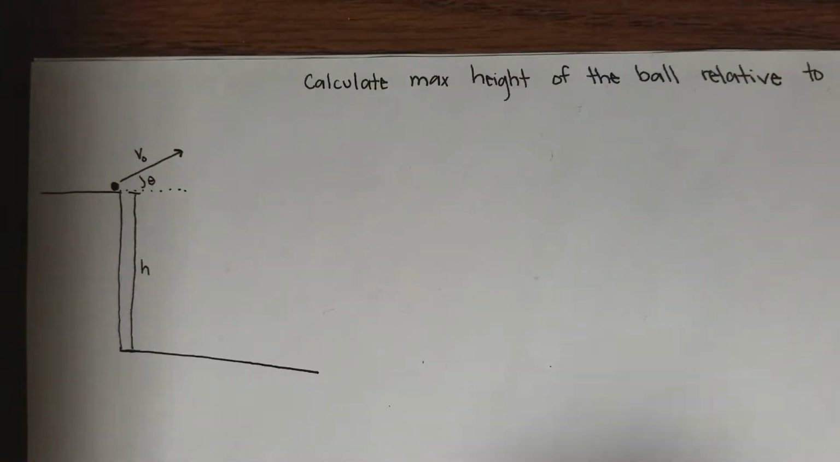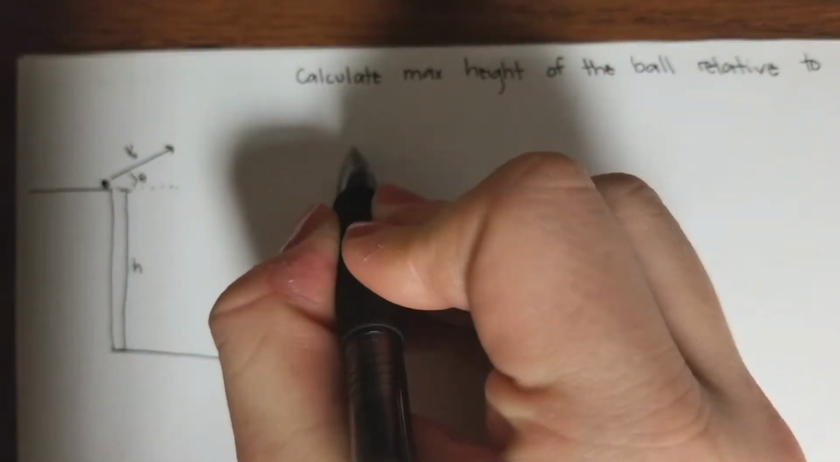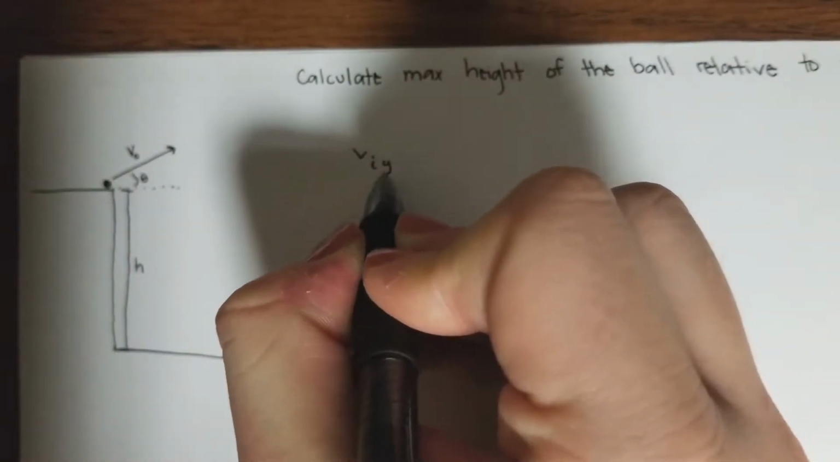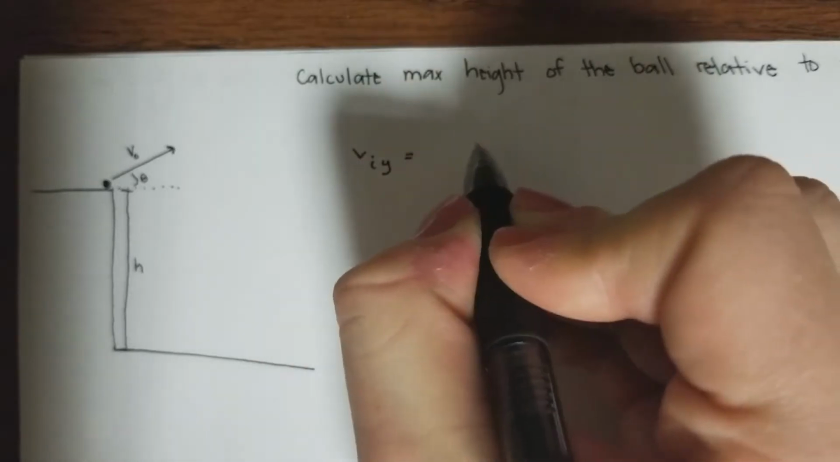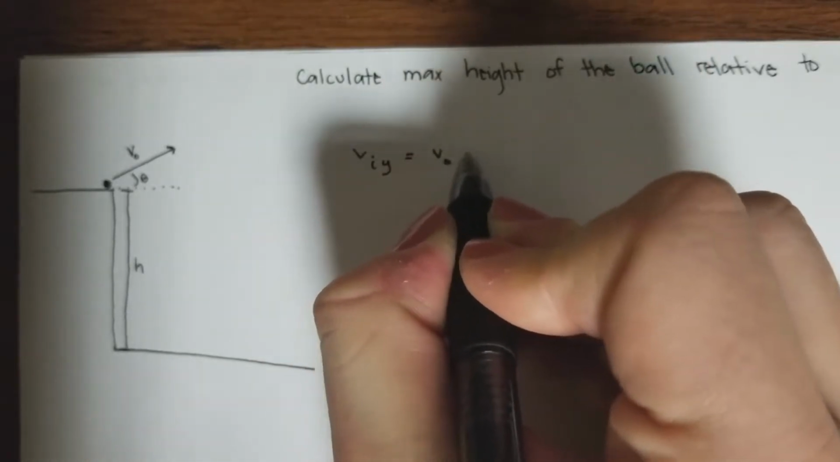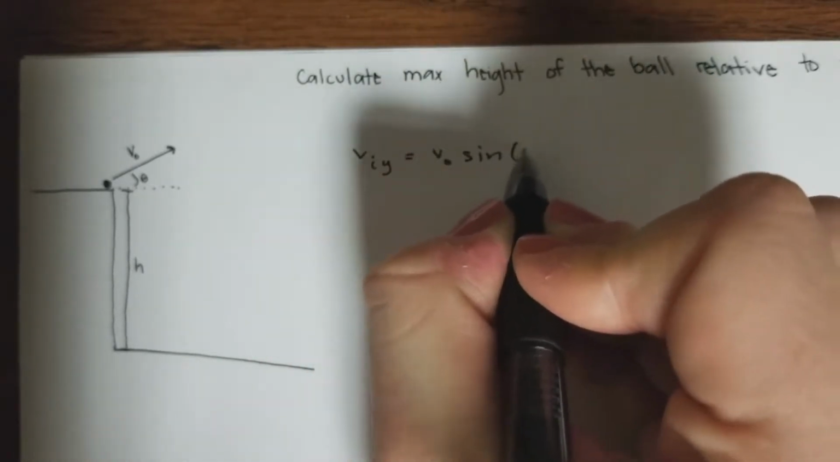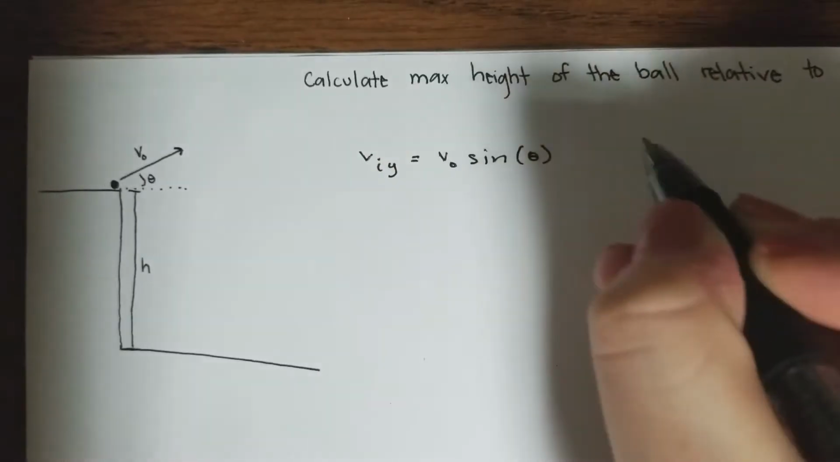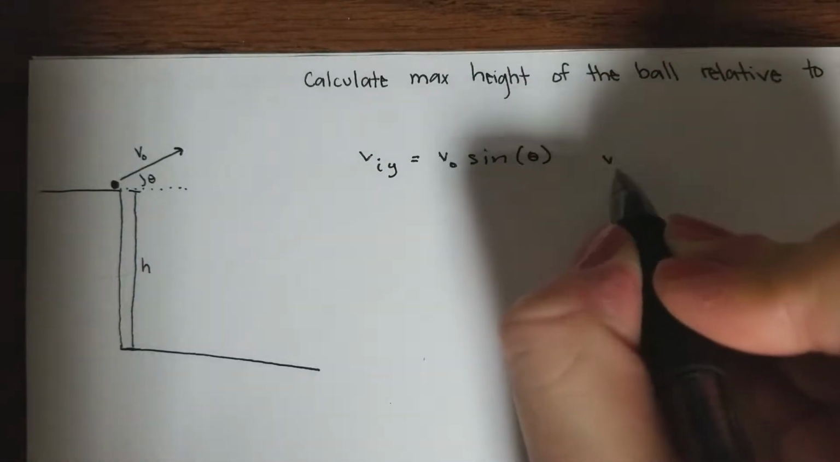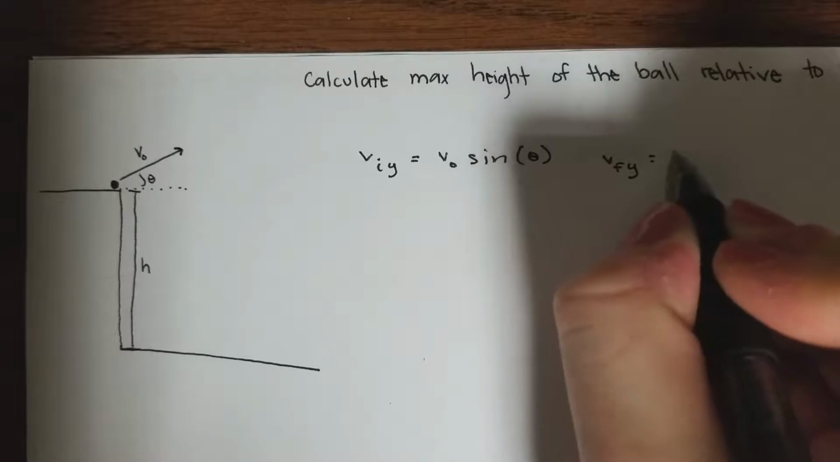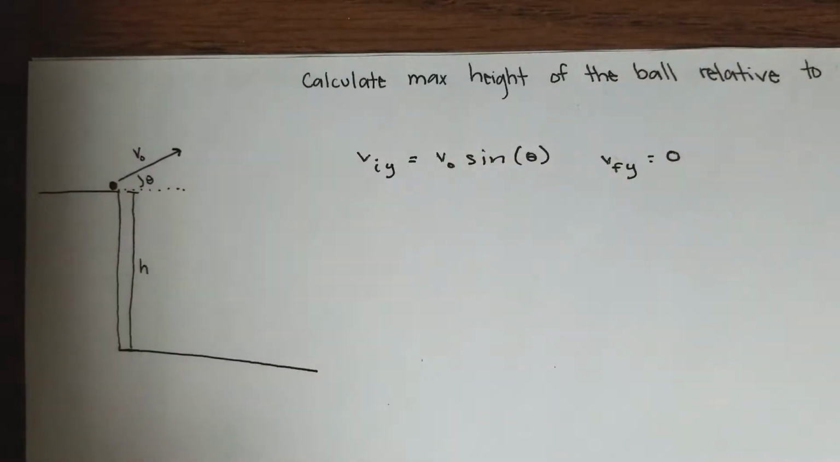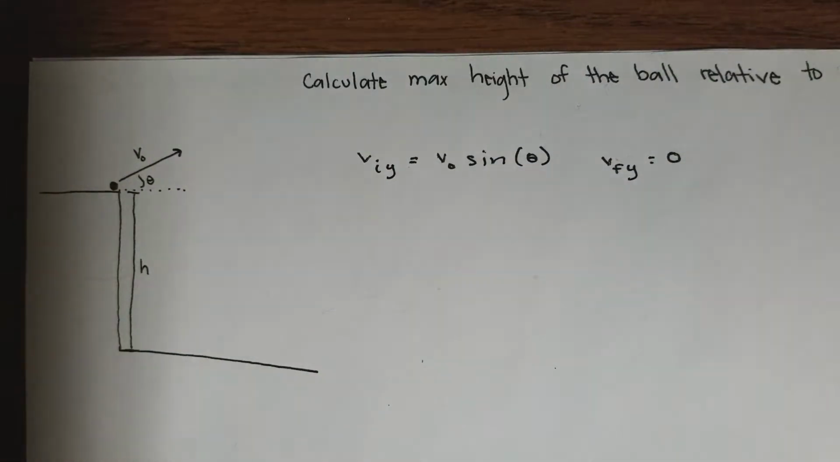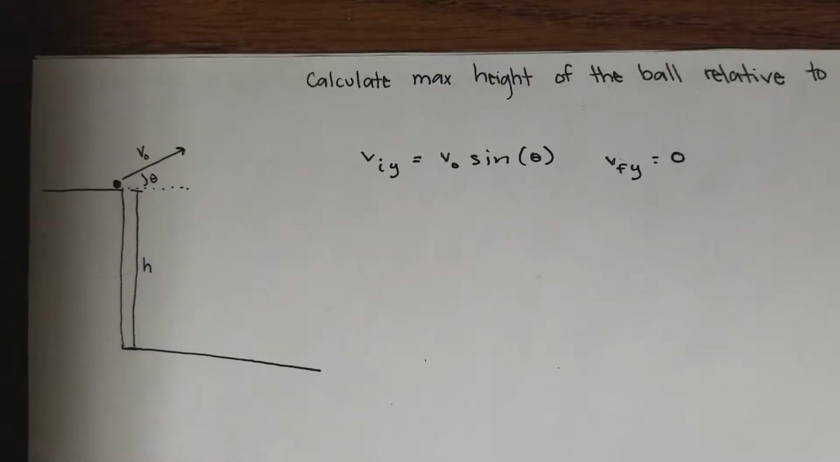So first we know that the initial velocity in the y is equal to v naught sine of theta, and we know that the velocity final in the y is equal to 0, because that's where it says max height and it is no longer moving upwards or downwards at that moment.